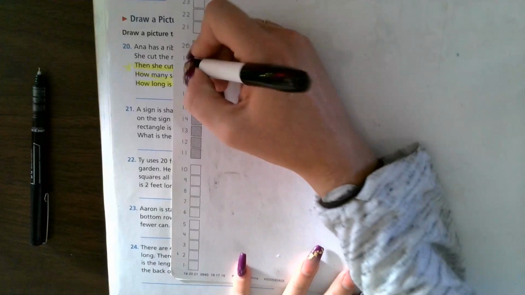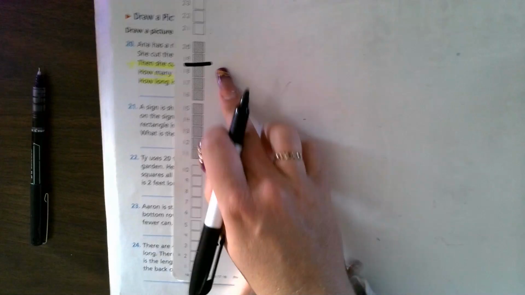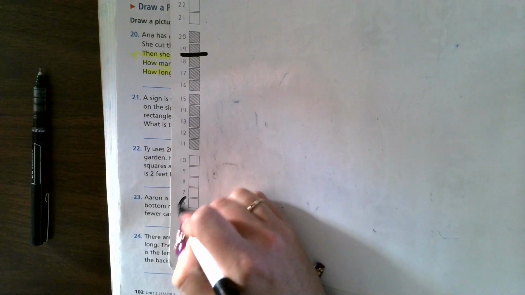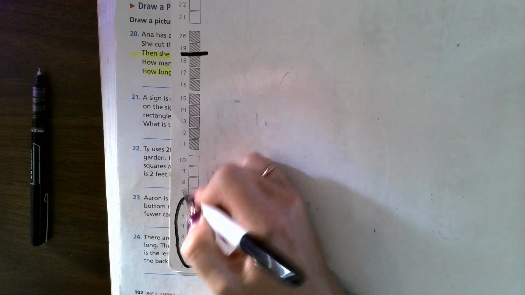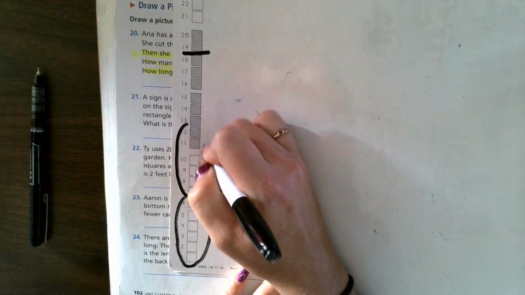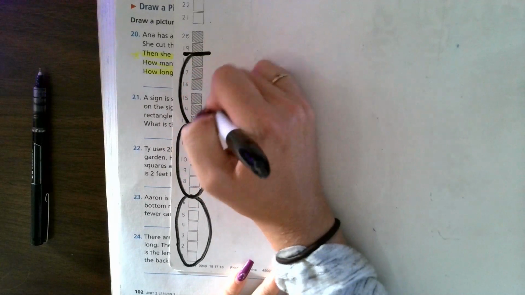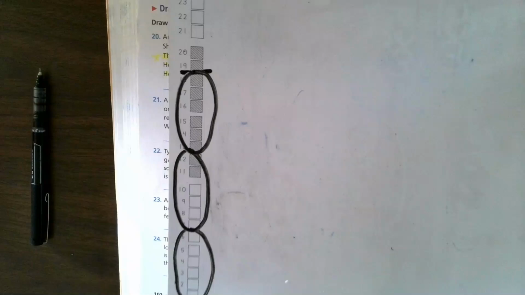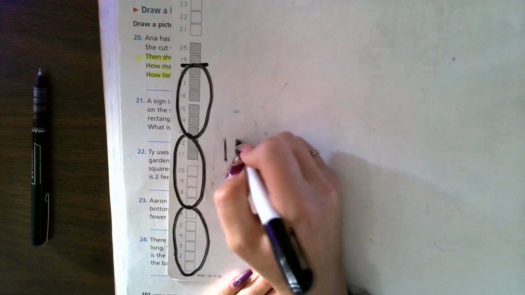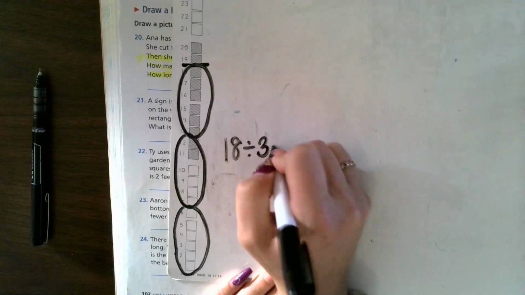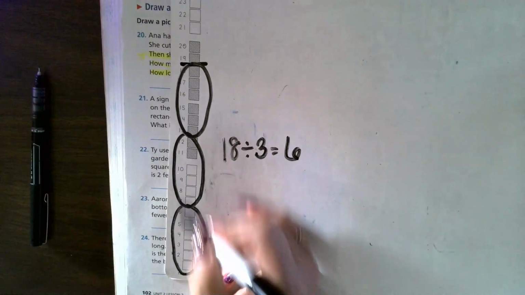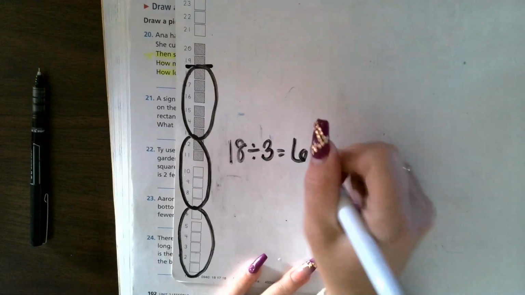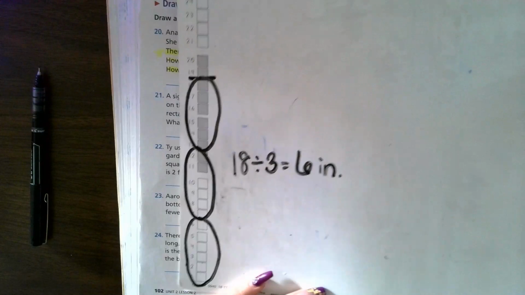Okay, so if we have 18, right? Now I've got to divide this into 3 separate sections. So there's 18. So I know that 6 times 3 gives me 18. So I'm just going to go here. 6. Can I circle 6 again? And can I circle 6 again? Yes. Okay. So I know that 18 divided by 3 is going to be 6. That means that each section of her ribbon is going to be 6 inches, right?